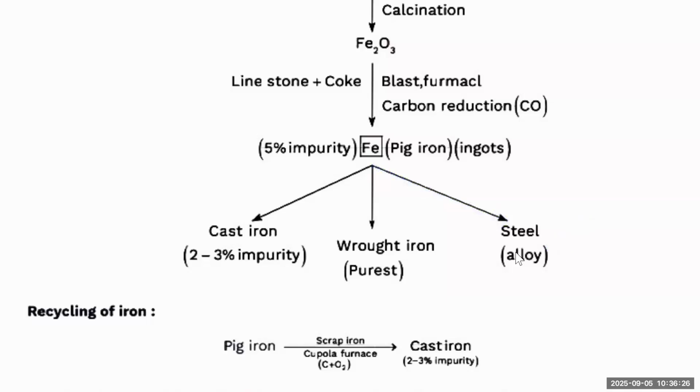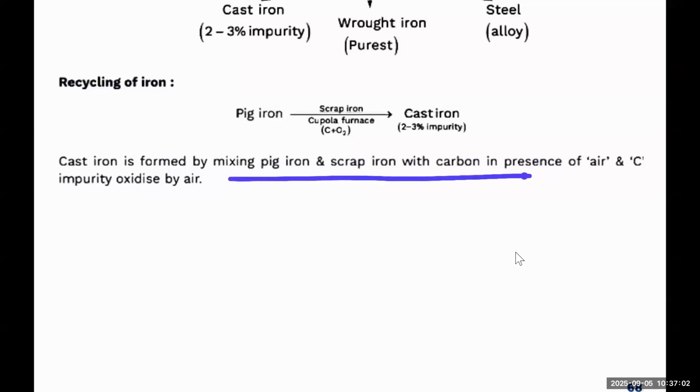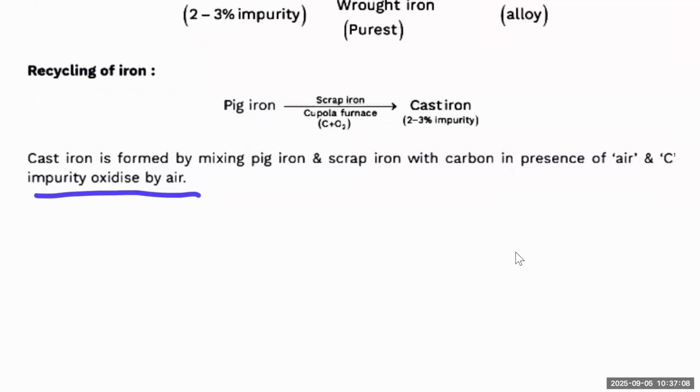So pig iron is alloyed to form steel, or you first purify it to wrought or cast and then alloy it to form steel? No, no. First, you need to convert that into wrought iron and then you convert into steel. No. See, pig iron, if you add more scrap iron and add it to a furnace and then heat it strongly, that will convert into cast iron. So cast iron is mixed in the presence of carbon and air, and the impurity is oxidized by air.